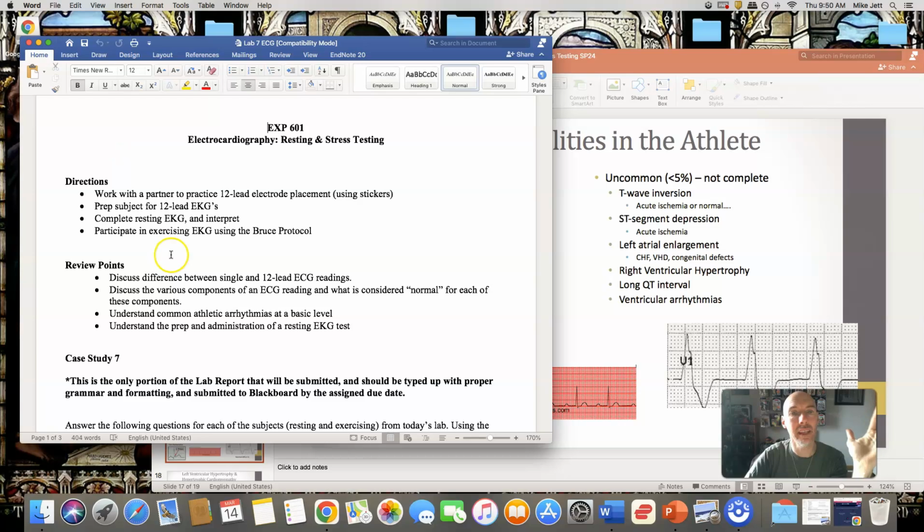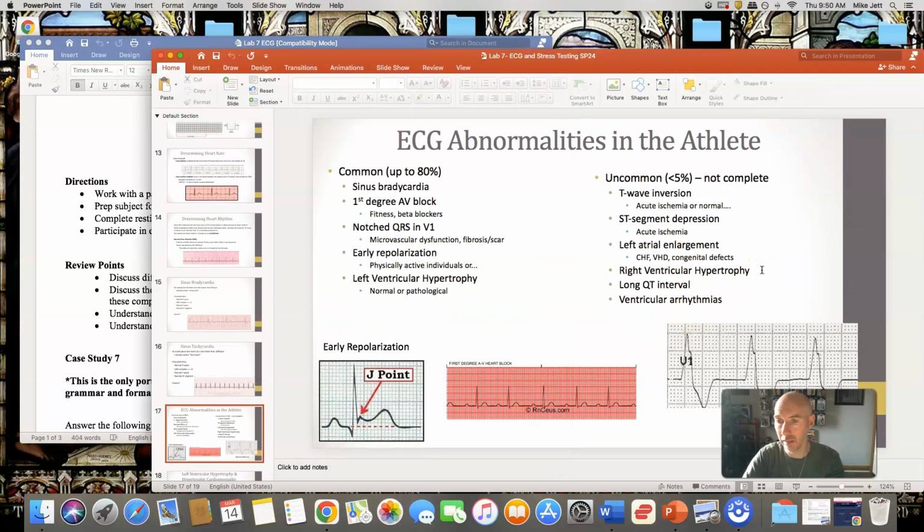Now, on the lab, I have it written here to understand common athletic arrhythmias. Again, that is something that I'm going to leave to the EKG class with Dr. Dials. So I do have some examples of slides here. You review these. I'm not going to ask you about these on the quiz. But these do show us some of the common ones. Obviously most athletes are in very good shape. They're going to have sinus bradycardia, right? Which is, in this case, not necessarily an abnormality. Up to 80% will have that, okay?